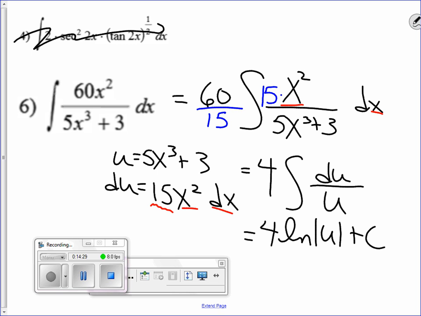Do you see how first we made sure we had the 15, and then we could rewrite it. The 15x squared dx we replace with du. That's what it equals. The 5x cubed plus 3, we replace that with u.